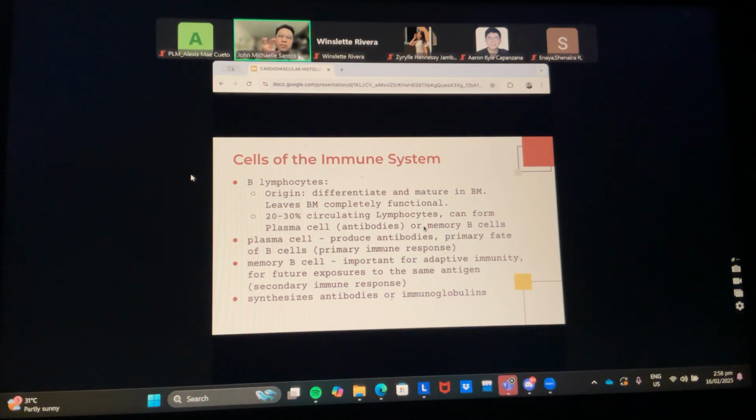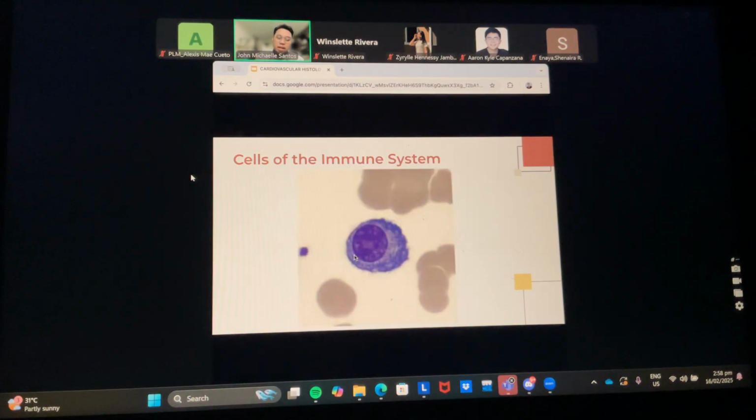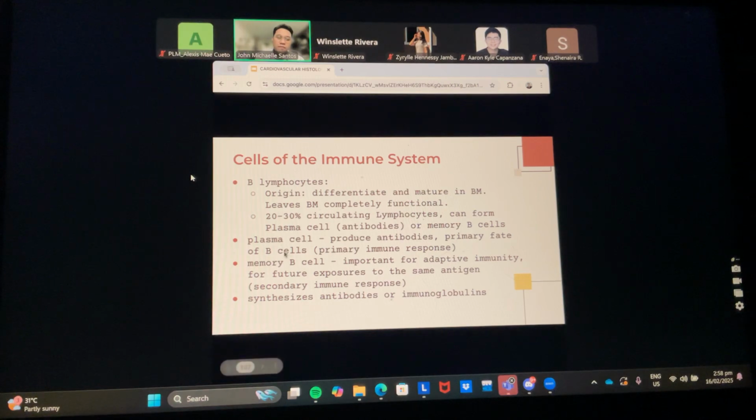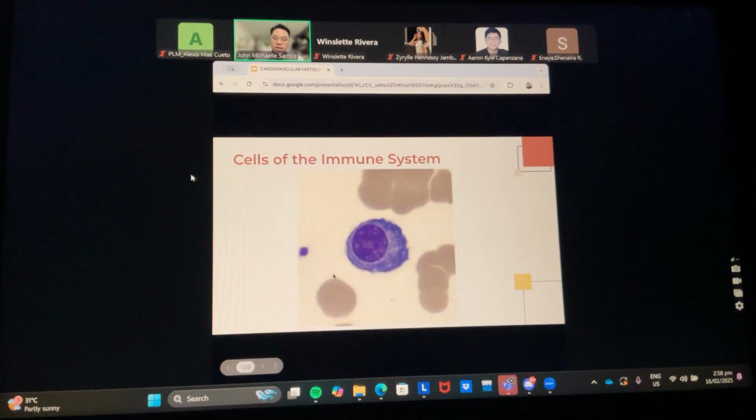Si memory B cell mo na yan, nakaantabay na, just in case nandyan ulit yung invading organism, no need to be reactivated, kumbaga. Si plasma cell mo naman, this is a cell that produces your antibodies. Okay, primary fate of B cells. So, yung main purpose ng plasma cell mo is to synthesize now your immunoglobulins.